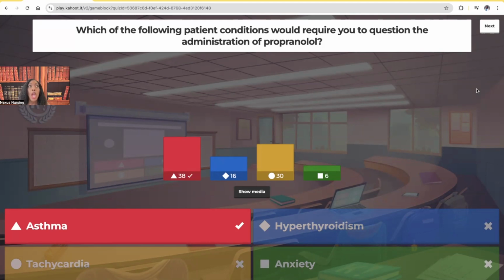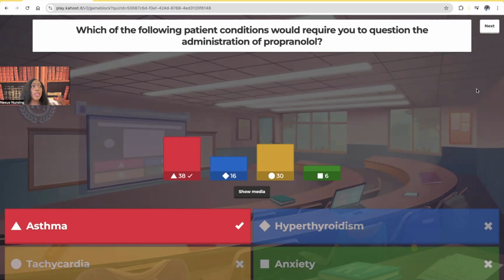So do you think a drug that can cause bronchoconstriction would be a good drug to give somebody with an underlying respiratory condition, such as asthma, emphysema, bronchitis, tuberculosis if they have it in the lungs, pneumonia, cystic fibrosis, or any other respiratory condition where they already have trouble breathing? Do you think a non-selective beta blocker such as propranolol will be a good idea to give that patient?